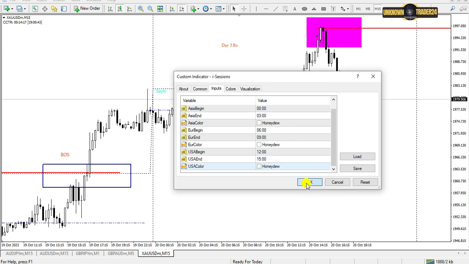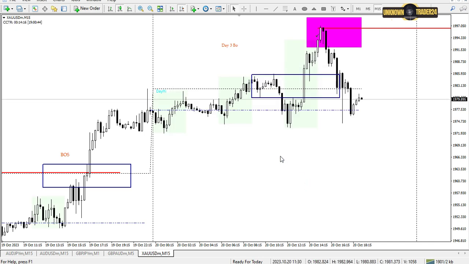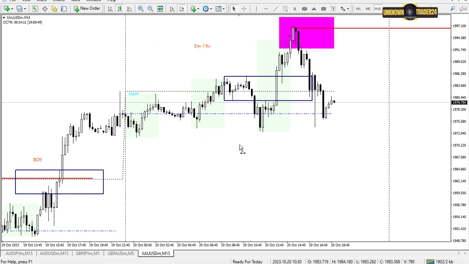I just need these colors. Fine, now we have our sessions. And here's the thing, guys, here's the thing I will tell you, and this is important, please write it down. We have 3 sessions. We know we are on day 3.